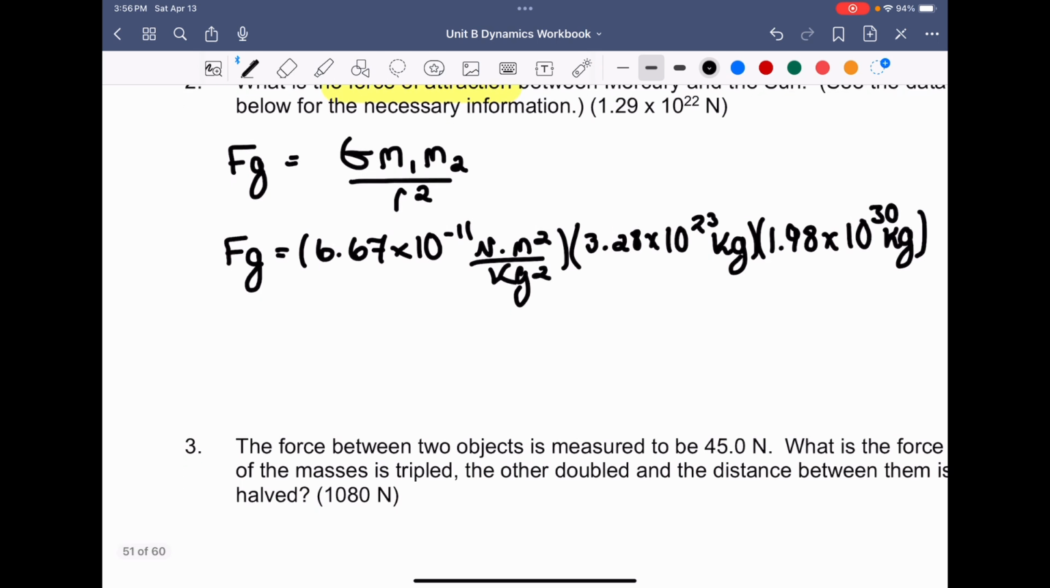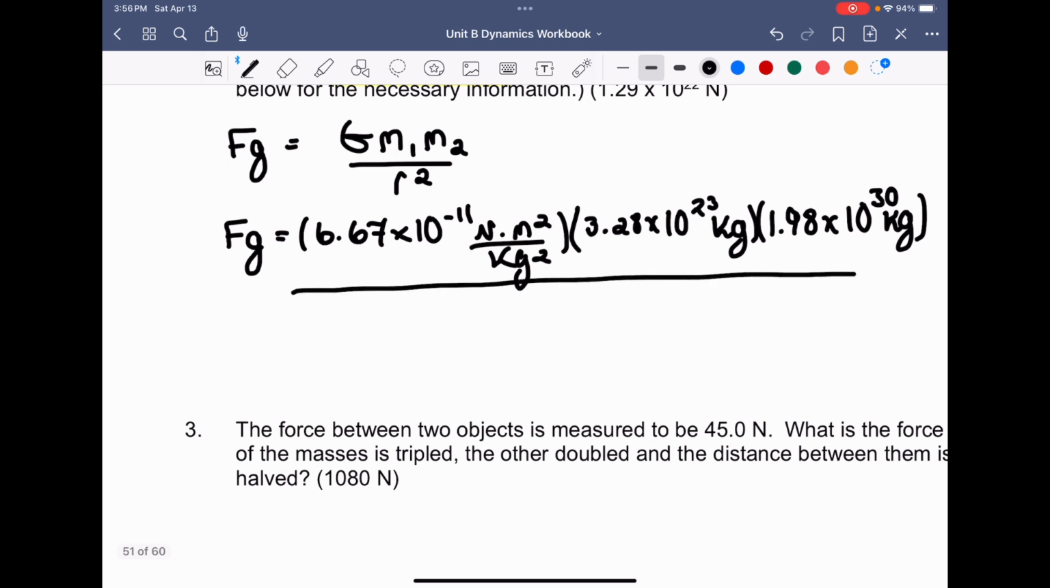And then this is all divided by the mean radius between them, which is 5.79 times 10 to the 10 meters, squared on the outside. Again, remember, this is the piece you're going to forget. I know for a fact, if you do not have this here, the value is going to be very odd. It's going to give you something very strange. So just take a second.